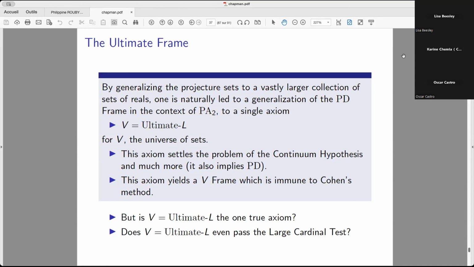V is ultimate L. But now that axiom couples into a whole other area of set theory, and that's how we're able to prove CH and things like that from this axiom. And it's how we're able to show that this axiom is immune to Cohen's method.